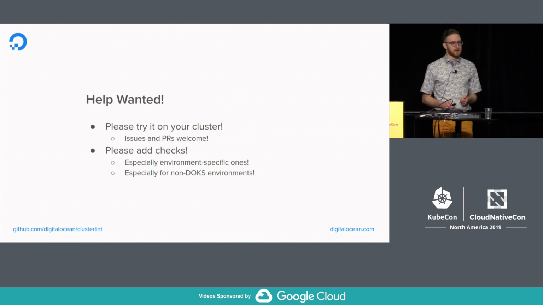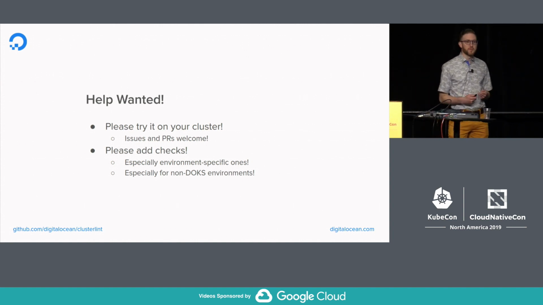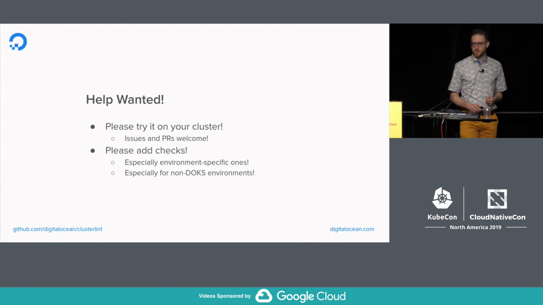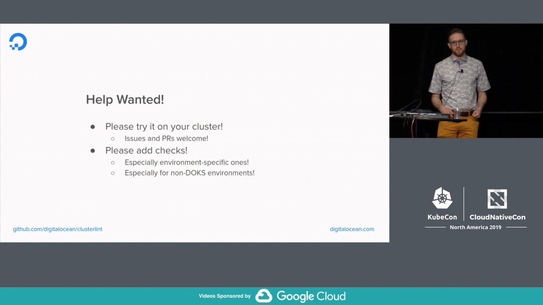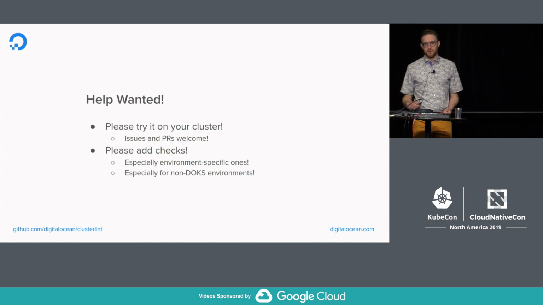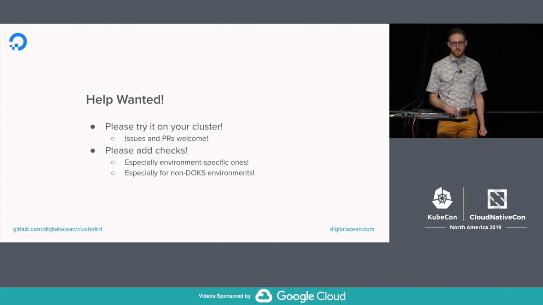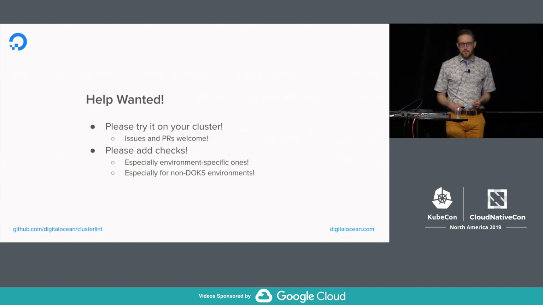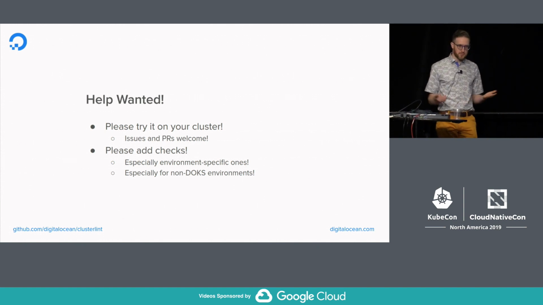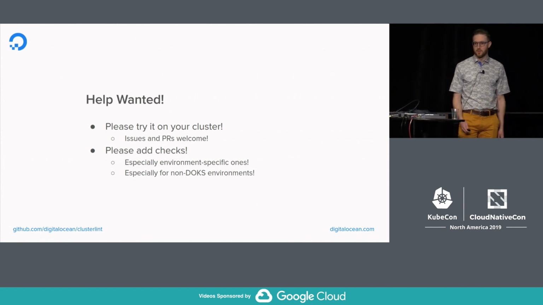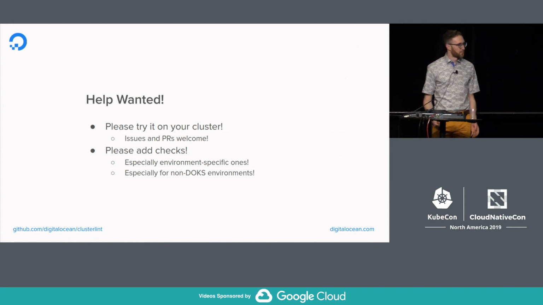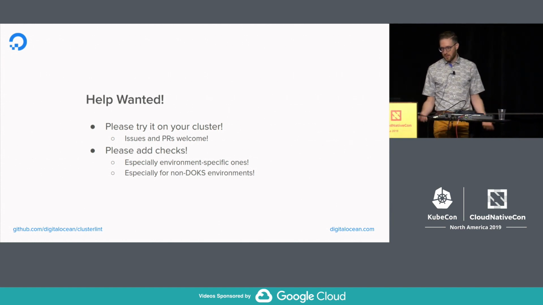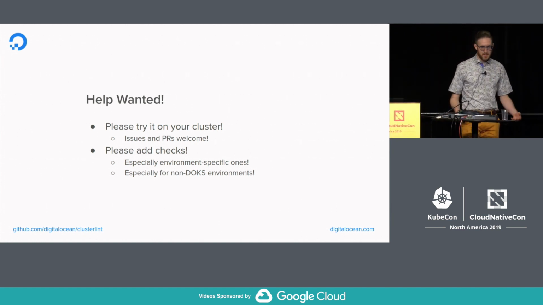And especially if you're running in an environment that's not DOKS, we would like to know what are the specific gotchas in those environments. So if you're using EKS or GKE, or you're running on-prem on hardware or something like that, we would love checks for those environments to add check groups to the tool that cover those environments. I think some of the checks that we have for DOKS are probably applicable to other clouds, so people could start with those and let us know what they think is applicable. We would love pull requests or issues. It's all up on GitHub, so let us know what you find.